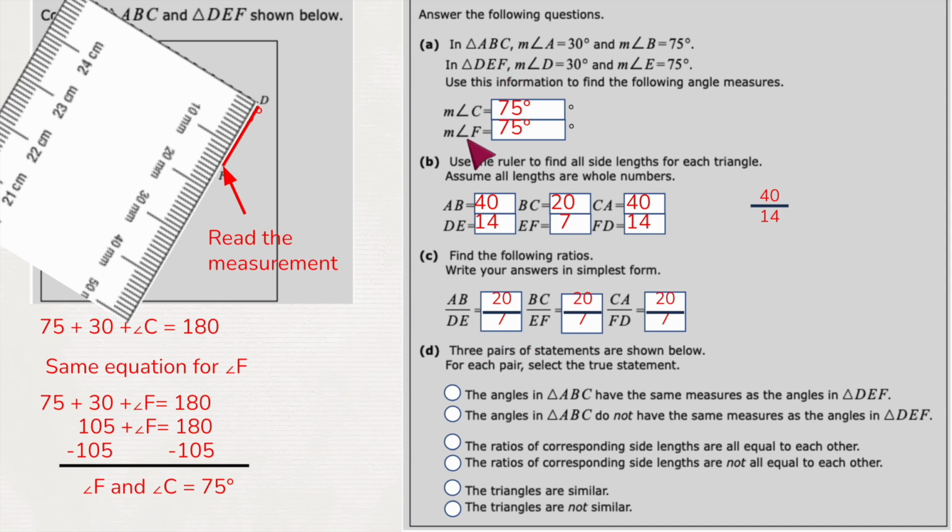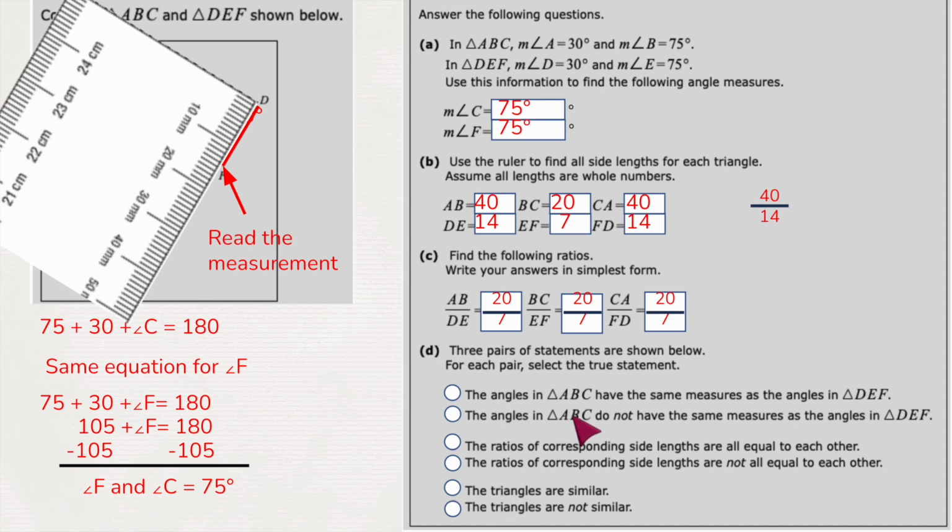So now we can see that all of the angles are congruent, so they're at least similar. And then we can see that the side lengths are all proportional. That's what that means when we get the same ratio for each side length. So you're just going to choose, and there's 3 groups here, so you're going to choose 1 from this group, 1 from this group, and 1 from this group. So 3 pairs of statements are shown below. For each pair, select the true statement. So you're going to end up selecting 3 things.